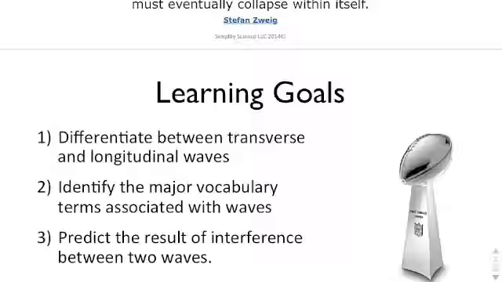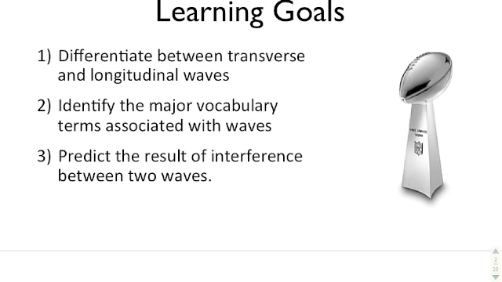So let's go ahead and take a look at our learning goals. And the first one is that you be able to differentiate between a transverse wave and a longitudinal wave. Those are the two main different types of waves. There are a couple of other ones that we're not going to cover, but you need to be able to give examples of these, show what the difference is, talk about the various vocabulary terms in terms of these waves. So it's really important that you be able to differentiate between those.